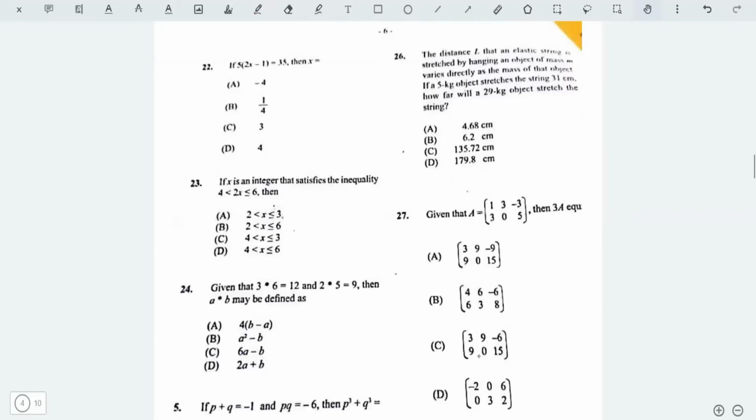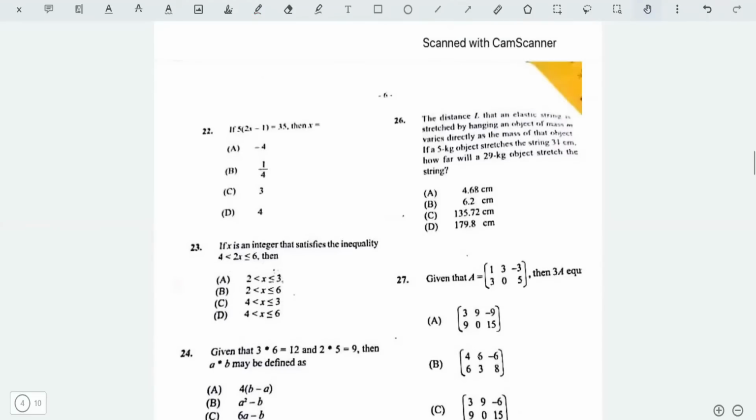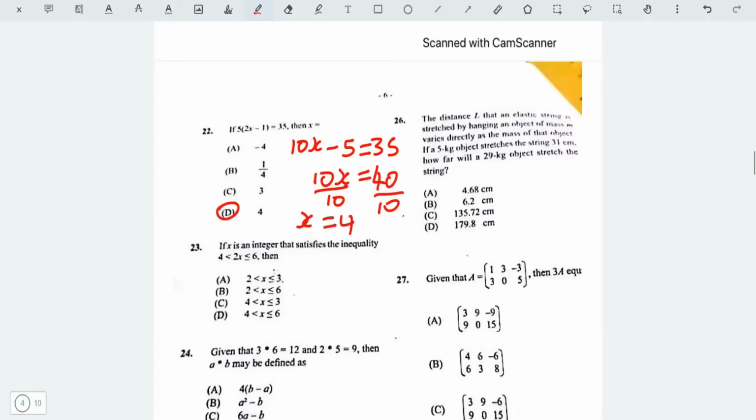Question 22 says, if 5 times (2x minus 1) is 35, then what is x? First thing you need to do is expand the bracket. 5 times 2 is 10, so that's 10x minus 5 times 1, which is 5, equals 35. 10x, bring the negative 5 over to get 40. And we divide both sides by 10. So x equals 4. That's what we get.